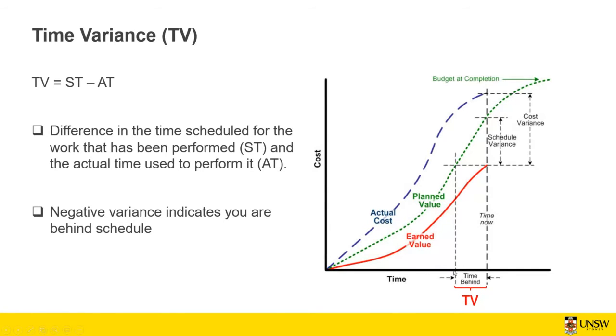So this is your actual time, as you can see here, and this is your scheduled time that you need to finish it here, and this is the time now. So a negative variance indicates that you are behind the schedule, like here. So your scheduled time is here, so it's lower than the time now, which is here.